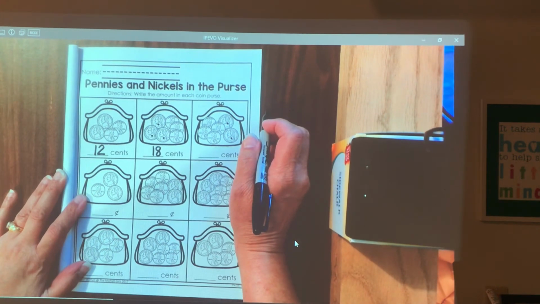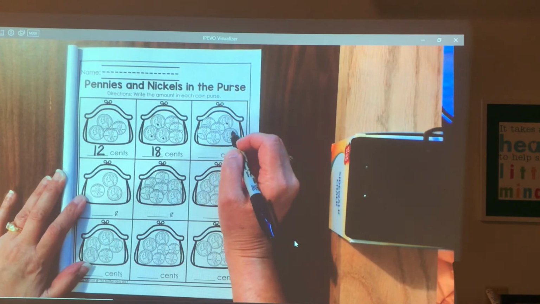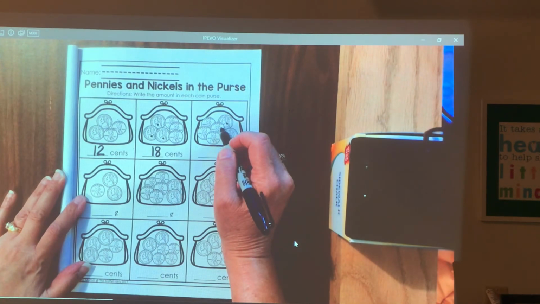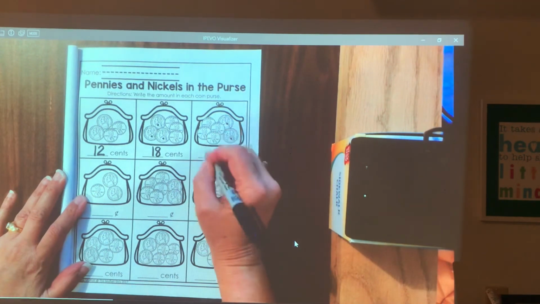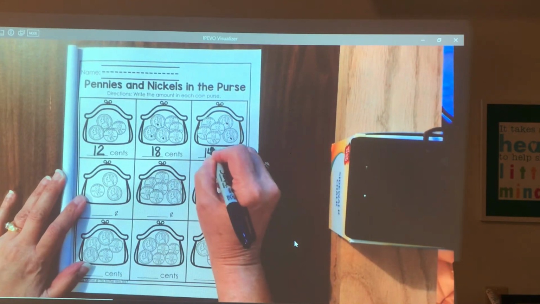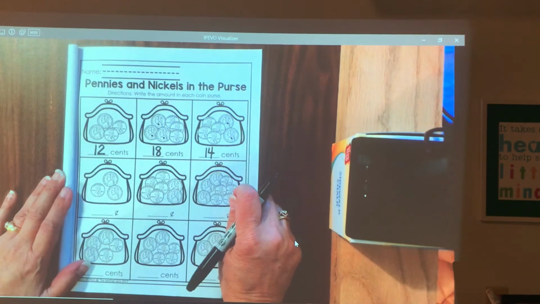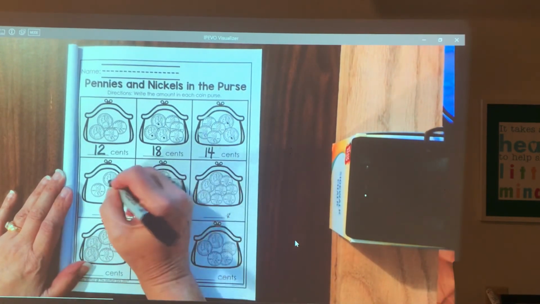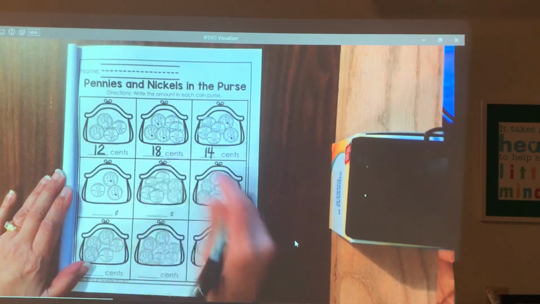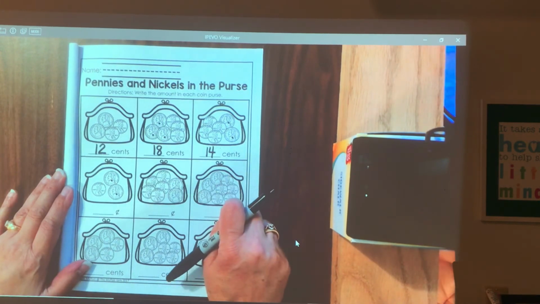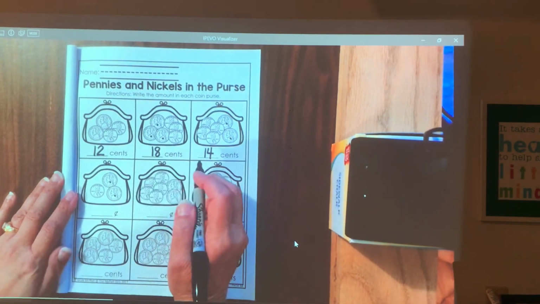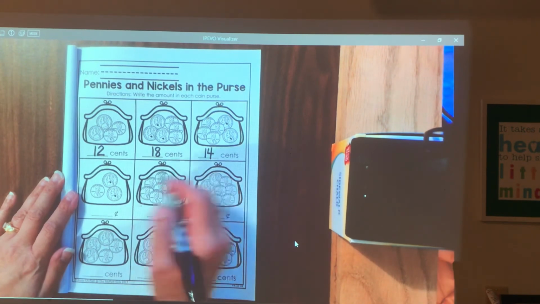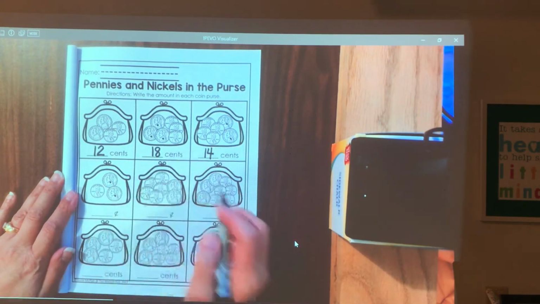What's 5 plus 5? 10. Thank you, sir. So we have 10. 1 more is 11. 12, 13, 14. Because when we have pennies, we just count by 1s. Okay? Put a dot on the nickel, a dot on the nickel. And we're going to count by 5s. What's 5 plus 5? 10. Thank you, sir. 10 and 1 more makes 11.